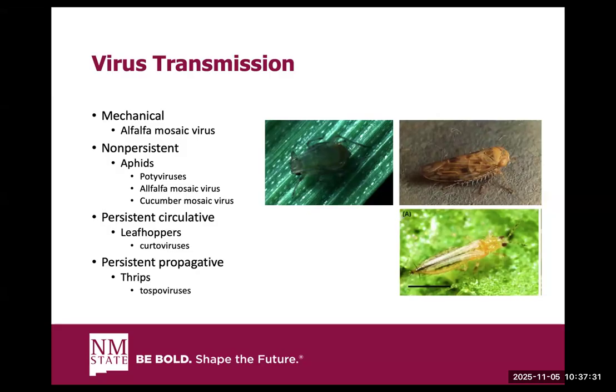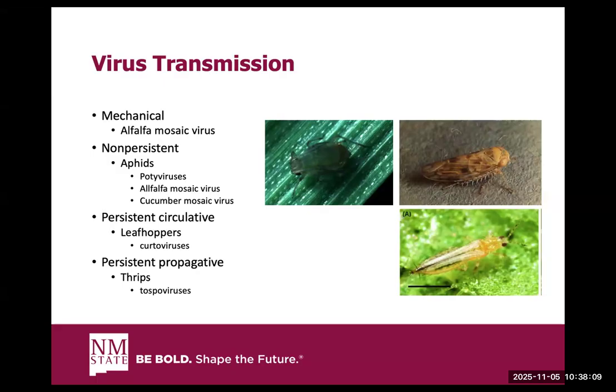And that's in a non-persistent manner. What that means is the aphid only needs to feed like 30 seconds to a minute on an infected plant to pick it up. It can feed on a healthy plant and get rid of it in 30 seconds to a minute. Really, really fast. What that means is insecticides are probably not going to work. It won't kill it fast enough. It can transfer the virus. So that's why it's really important to know how they're transmitted as well, the manner.